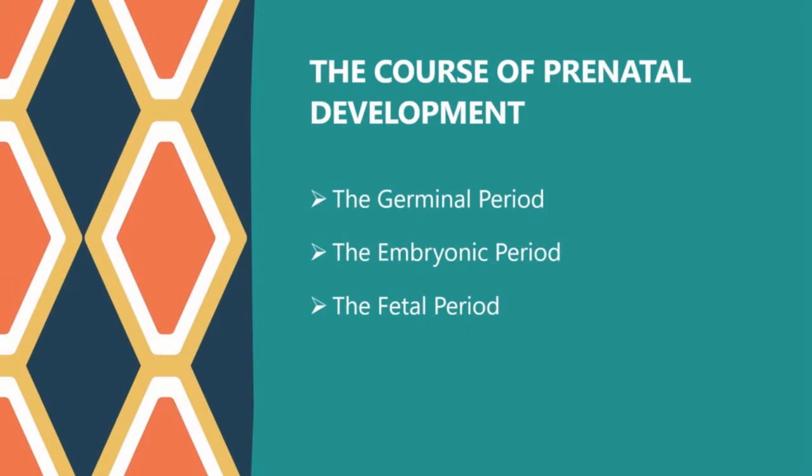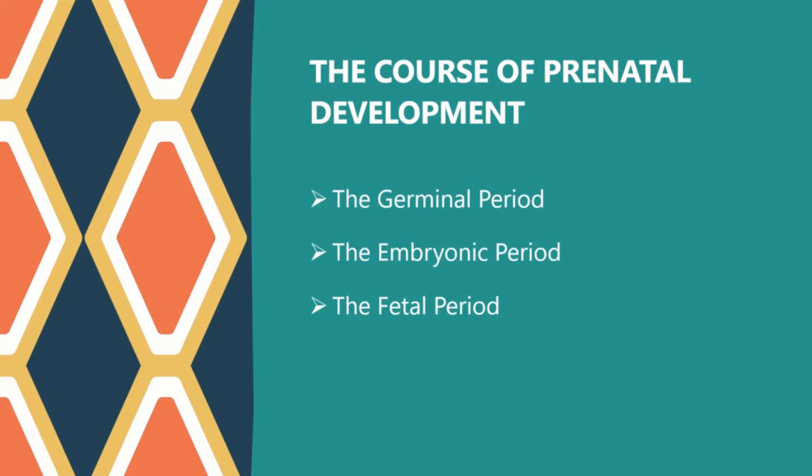So the prenatal development starts with the fertilization of the egg and sperm cell and ends with birth. So this takes between 266 to 280 days or 38 to 40 weeks or approximately 9 months. This entire duration can be divided into 3 periods, namely germinal, embryonic, and fetal.